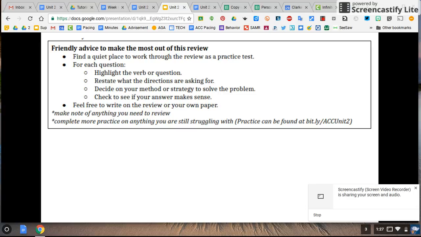All right, good luck on the rest of your review, and make sure you refer back to this graphic organizer if you're not sure what the directions are asking for.